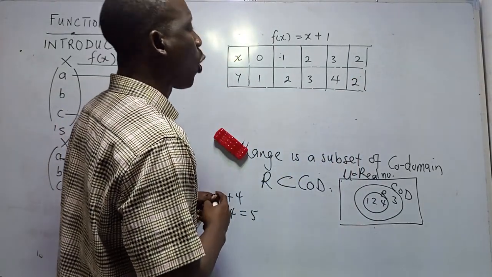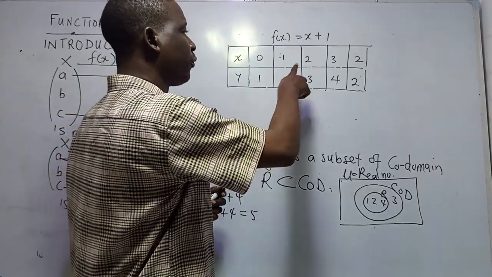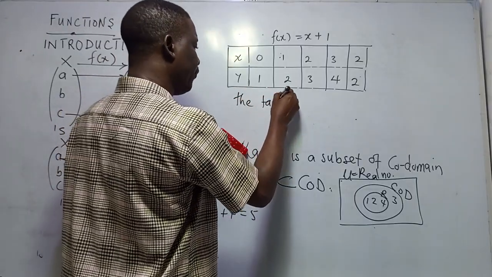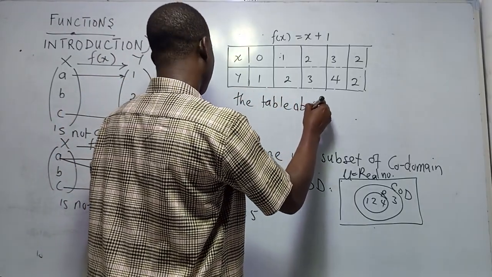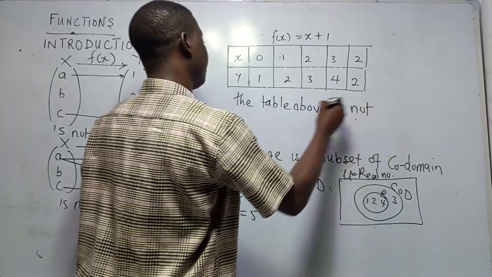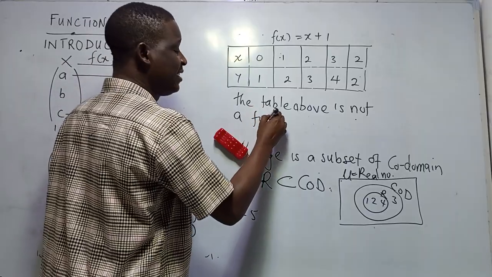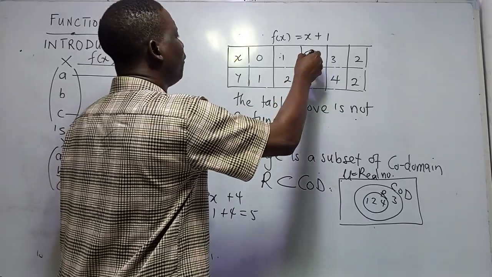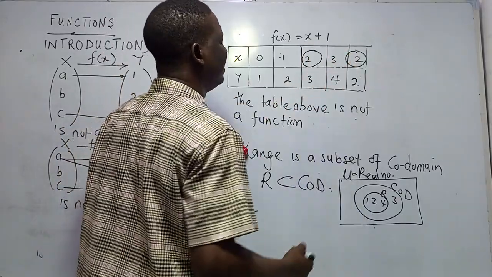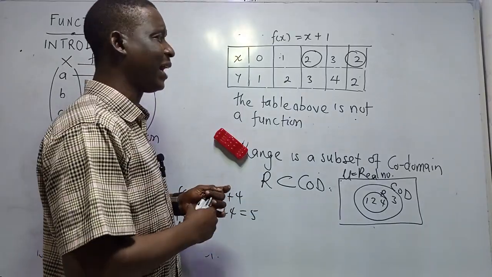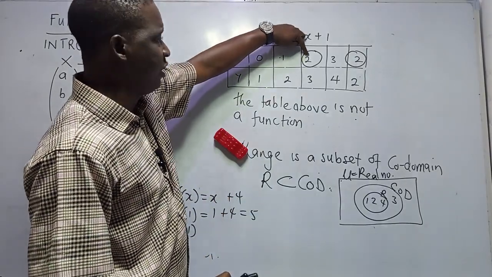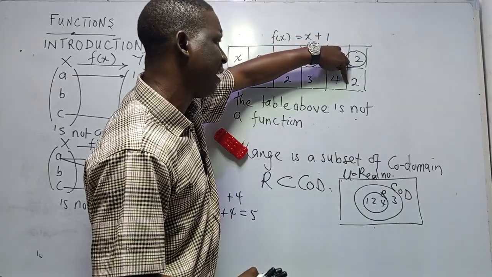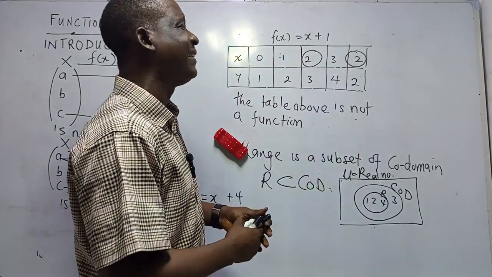Now, it will not be correct for you to say this is a function. The table above is not a function. Why is it not a function? Because the uniqueness of this particular table has been tampered with. Now look at this: this particular 2 here has an output of 3, and the same 2 has an output of 2. So it means that it is not defined.